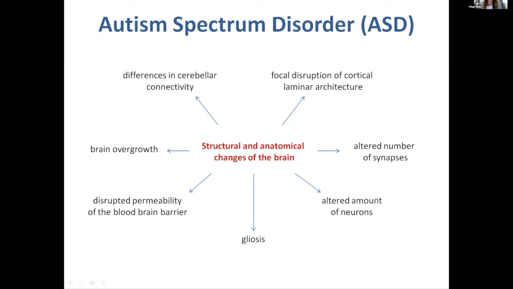Autism spectrum disorder is, of course, also associated with some structural and anatomical changes of the brain. Neuropathological studies are limited, but they have revealed some differences in cerebral connectivity, focal disruption of cortical laminar architecture, gliosis, altered amount of neurons and synapses, disrupted permeability of the blood-brain barrier, and brain overgrowth in children.